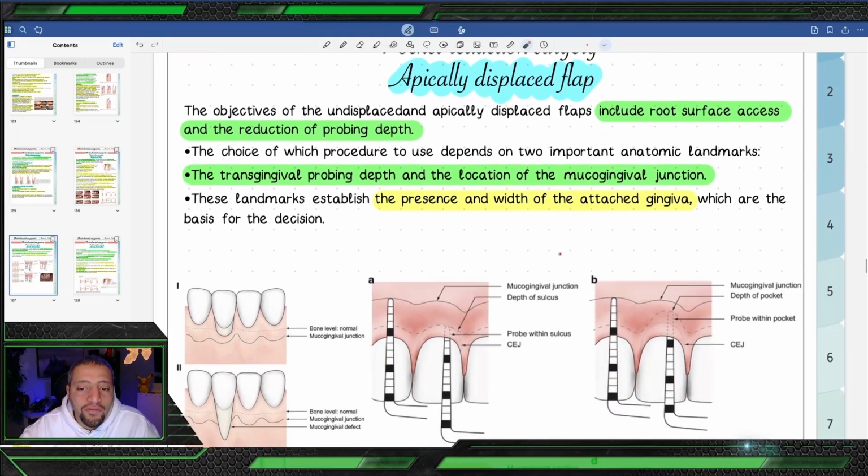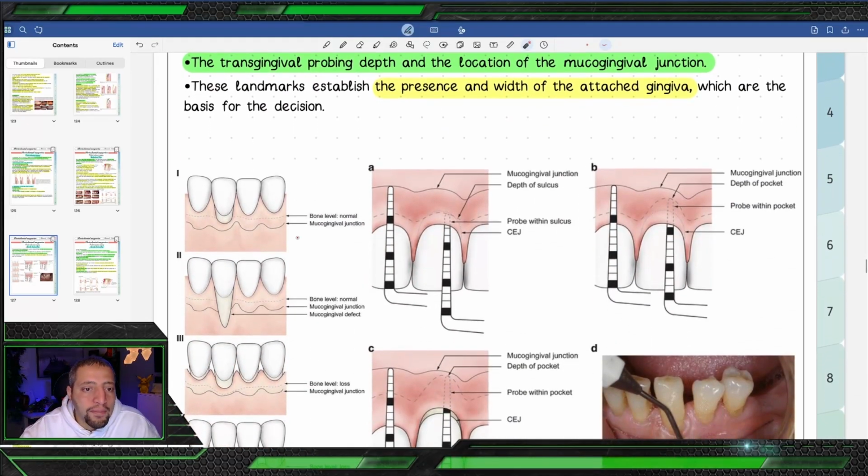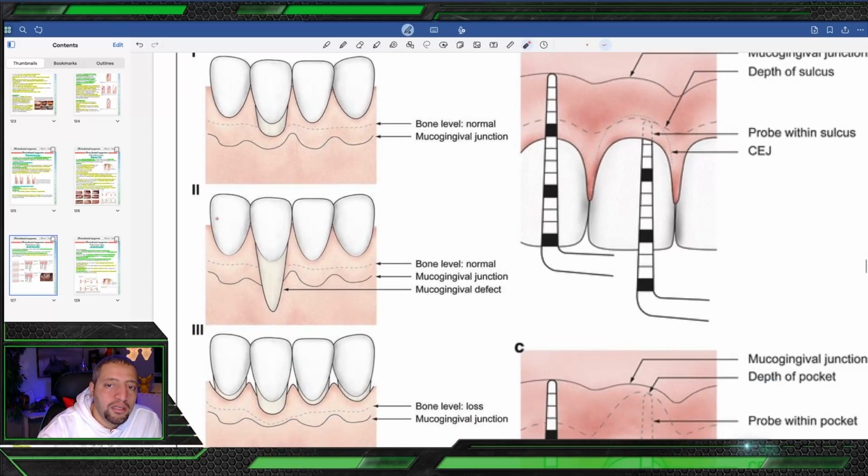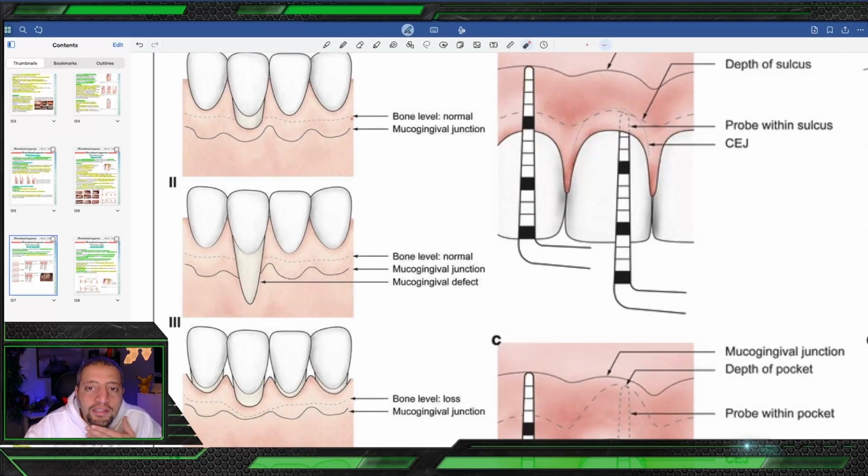So what's the meaning of transgingival probing? Okay, so we have recession here. Let's zoom in. We have this bone level to be normal, and this is the mucogingival junction, above which we have attached gingiva, and below it we have loose gingiva. It's not closely adherent to the bone. So this is the area where we are going to say this is the attached gingiva.